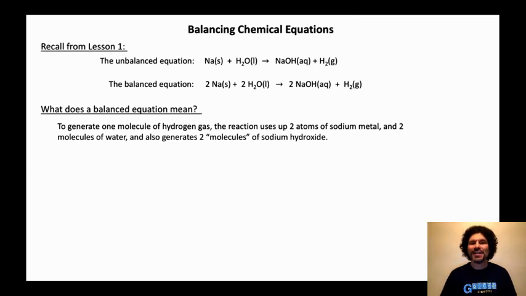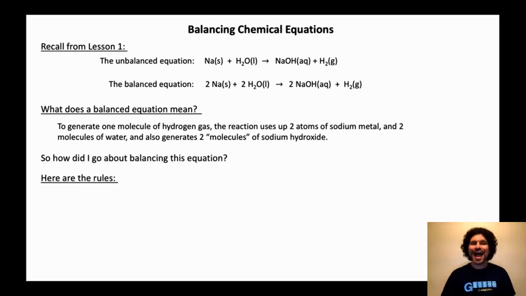Well, what this equation means is that to generate one molecule of hydrogen gas, the reaction uses up 2 atoms of sodium metal and 2 molecules of water, and then also generates 2 quote-unquote molecules of sodium hydroxide. I put molecules in quotes because sodium hydroxide is actually an ionic compound, and the technically correct term is formula equivalence. But for the purposes of balancing the equation, if you think about it as molecules, it'll be just fine.